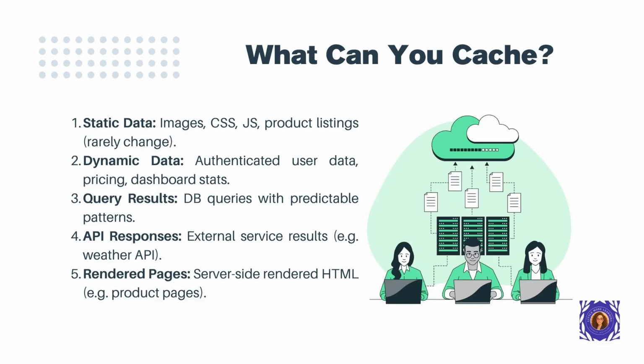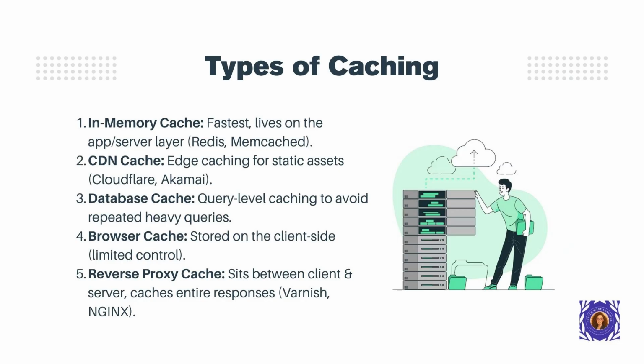Rendered pages. For server-side rendered applications, entire rendered HTML pages, e.g., a static product detail page, can be cached, allowing the server to serve a pre-computed response without re-rendering for every request. Caching occurs at various layers of the system architecture, each serving a specific purpose. In-memory cache. This is the fastest type, residing directly on the application server's RAM or on dedicated caching servers, like Redis or Memcached.